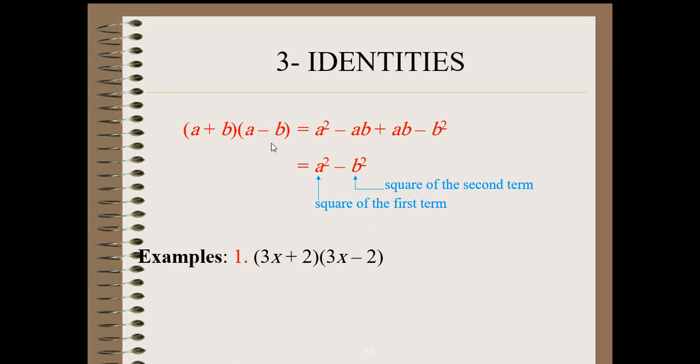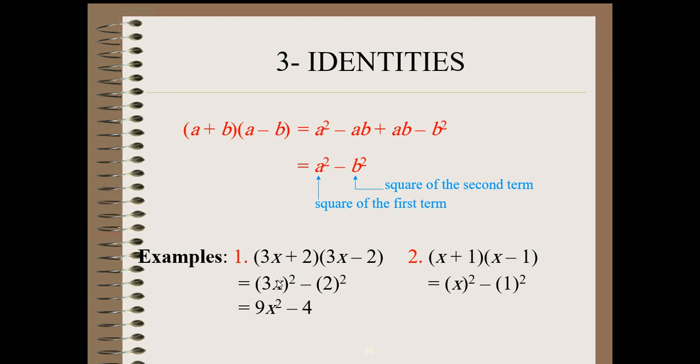So what is a plus b times a minus b? It's a squared minus b squared. This is an example. 3x plus 2 times 3x minus 2. So it's a squared, it means 3x squared minus 2 squared, so it's 9x squared minus 4. This is the first identity. It's another example. x plus 1 times x minus 1. It's a minus b times a plus b, so it's a squared minus b squared. x squared minus 1 squared. So it's x squared minus 1.